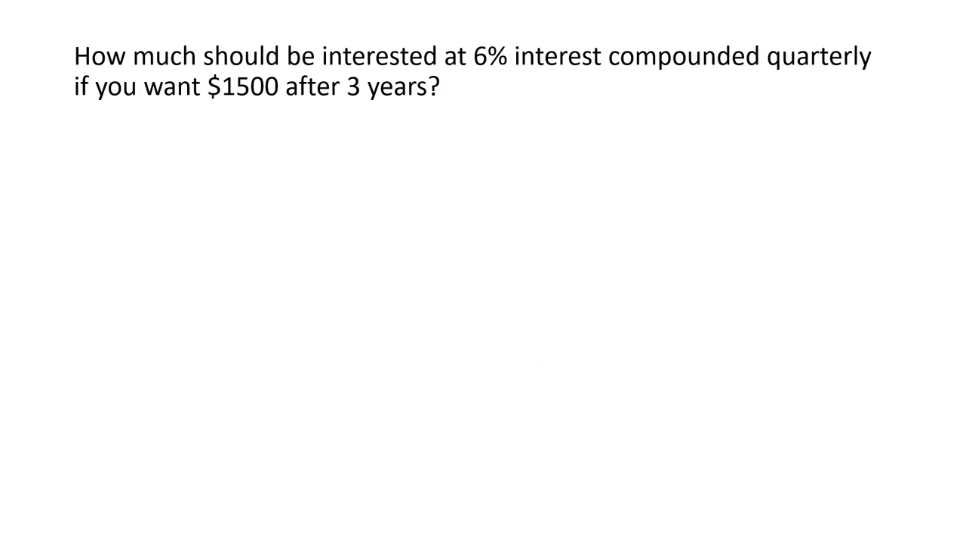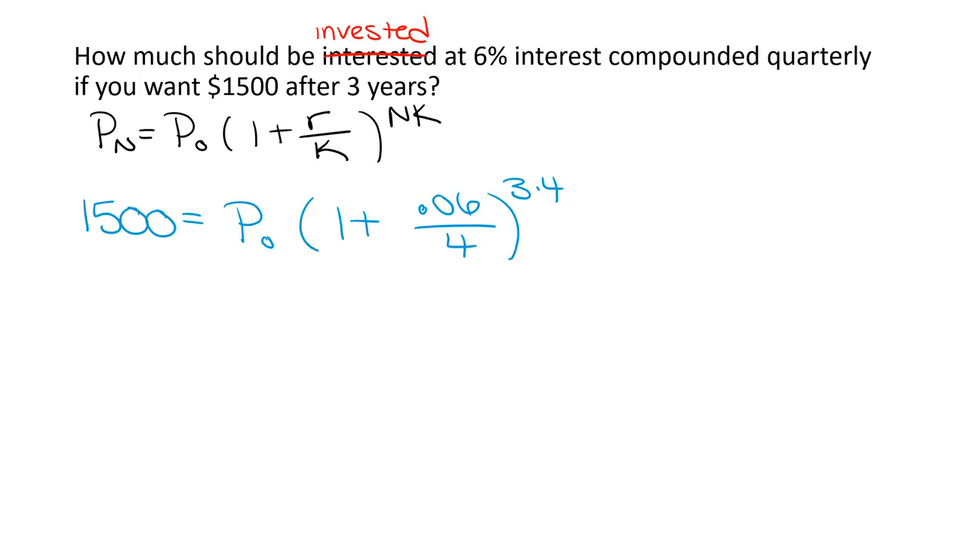All right, let's do one more example. How much should be, that should say invested. How much should be invested at 6% interest compounded quarterly if you want $1,500 after 3 years? So I see that word compounded, so I'm going to use my compound interest formula. But now we're solving for the initial investment. How much do we need to start the account with? So we're solving for the P0.